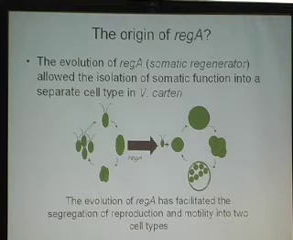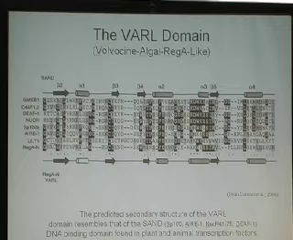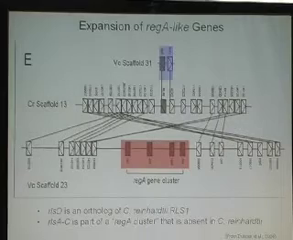Since then, molecular analysis has also allowed us to determine that the RegA protein is expressed exclusively in somatic cells. It's nuclear localized, and it contains a number of motifs that are common to transcription factors. The one that we're most interested in is what we call the VARL domain, for Volvox alpha RegA. The VARL domain is of interest to us because its secondary structure bears resemblance to the secondary structure of the SAND DNA binding domain that's found in a number of plant and animal transcription factors.